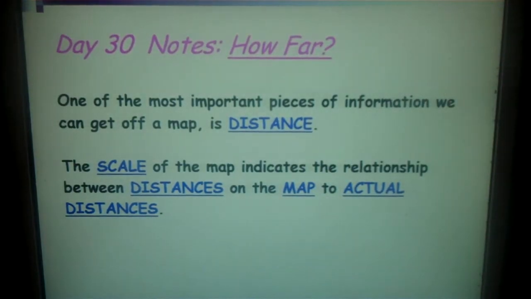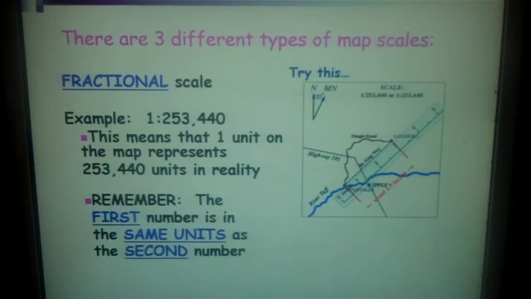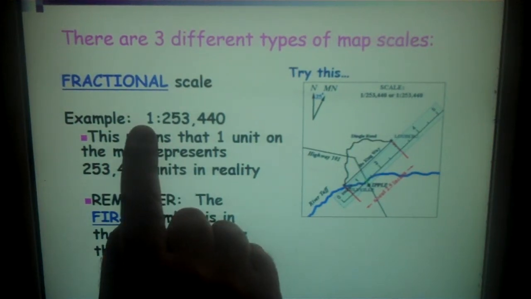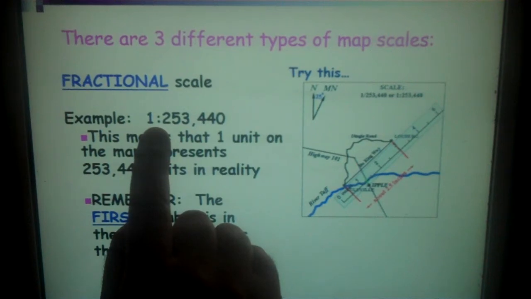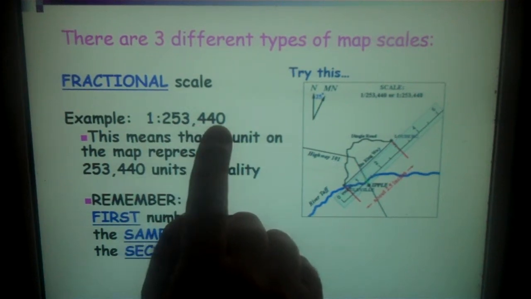One of the most important pieces of information we can get off a map is the distance. The scale of the map indicates the relationship between distances on the map to actual distances in real life. There are three types of map scales. First of all, we have the fractional scale. For example, we have the number 1 and then a colon and then a big number.